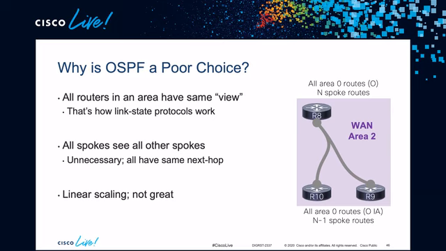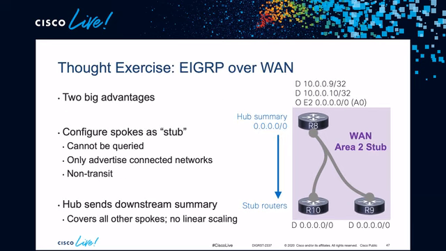There are some ways to carve up the network into different areas. So for example, if you had 1,000 sites, maybe you do 10 areas with each area containing 100 sites. That is one scaling technique, but it's really not dynamic and it's not that effective. I also think it's useful to go through a brief thought exercise using EIGRP over WAN instead of OSPF. If we were allowed to use EIGRP here, I definitely would, because there's two big advantages you should know about.